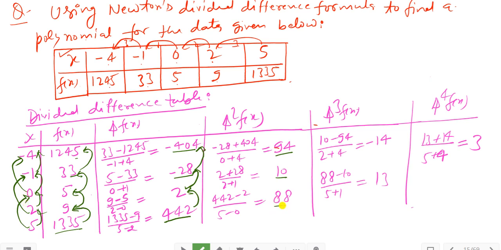Now the third order divided difference: 10 minus 94 divided by 2 plus 4, so this is -14. 88 minus 10 divided by 5 plus 1, because 5 minus -1 is 5 plus 1, so this is equal to 13. Similarly, the fourth order divided difference: 13 minus -14, so 13 plus 14, divided by 5 minus -4, so 5 plus 4, so this is equal to 3.